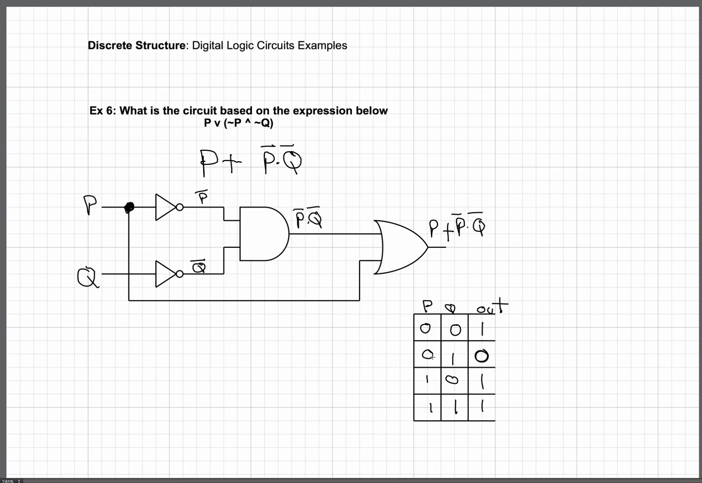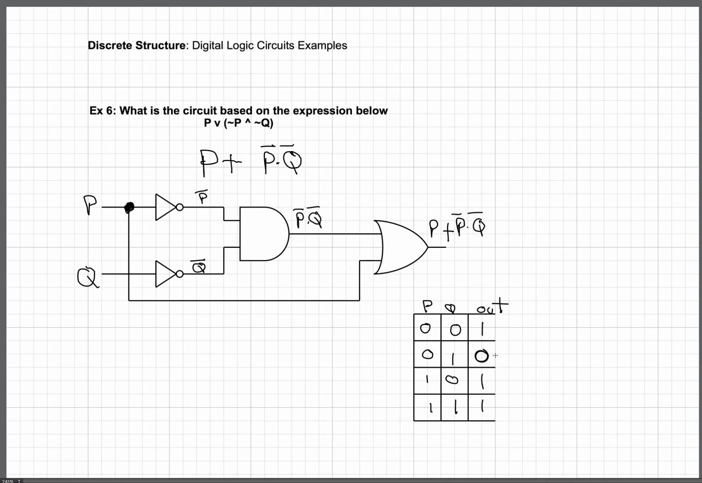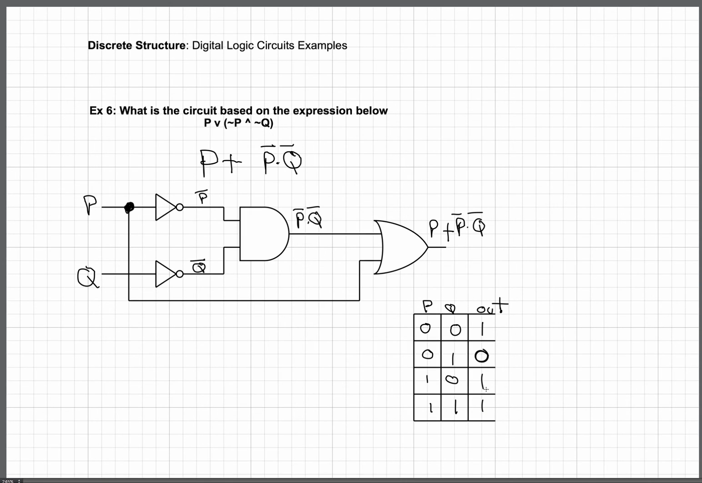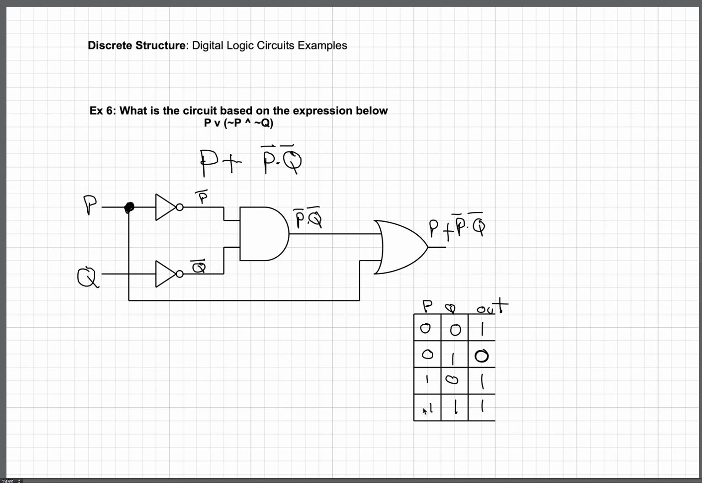Let's see, how about this? If P is 0 and Q is 1, then we should have false or off. Good? How about if P is on and Q is 0? So if P is 1 and Q is 0, then we have a true state. Yep. And if both of the signals are on, or both the switches are on, then the output is on. And sure enough, output is on. And that's it.